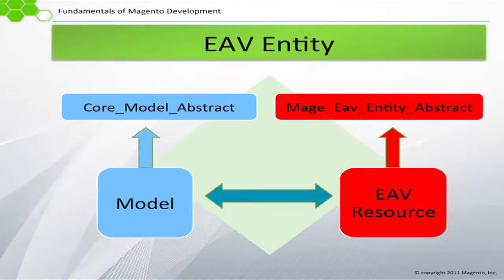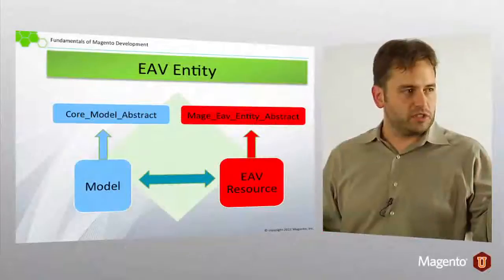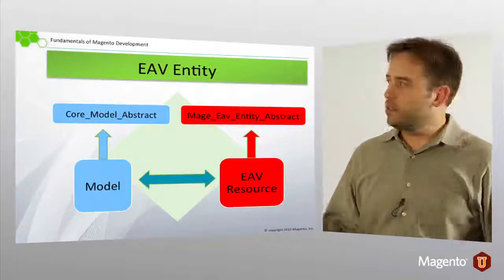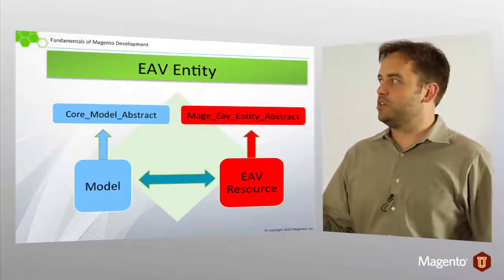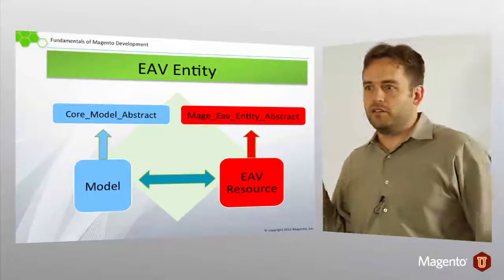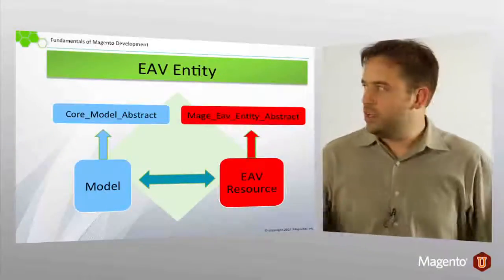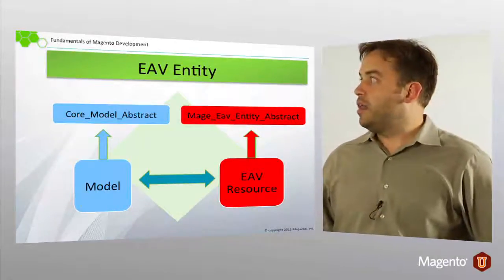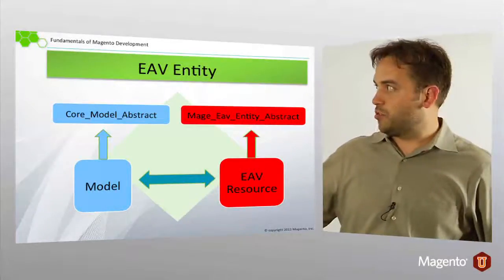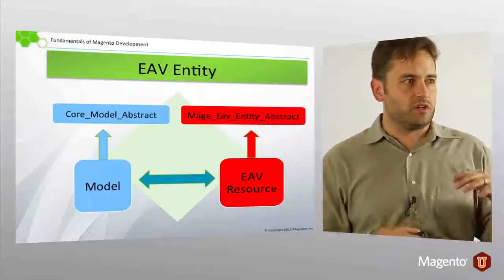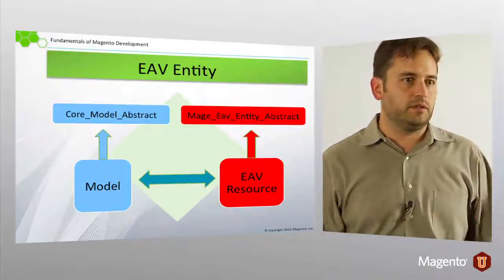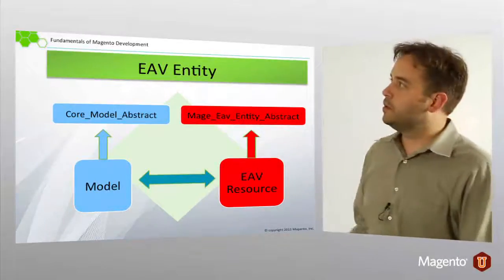So, models, EAV entities. The model that we deal with in the front end, something like catalog product, just like a regular simple entity, extends from core model abstract. The difference is the resource model will ultimately extend from Mage EAV entity abstract. In the case of catalog entities, so products and categories, there's another EAV class which extends from this, and then catalog and product entities extend from that class, just because there are certain sets of utility methods that are necessary for those.